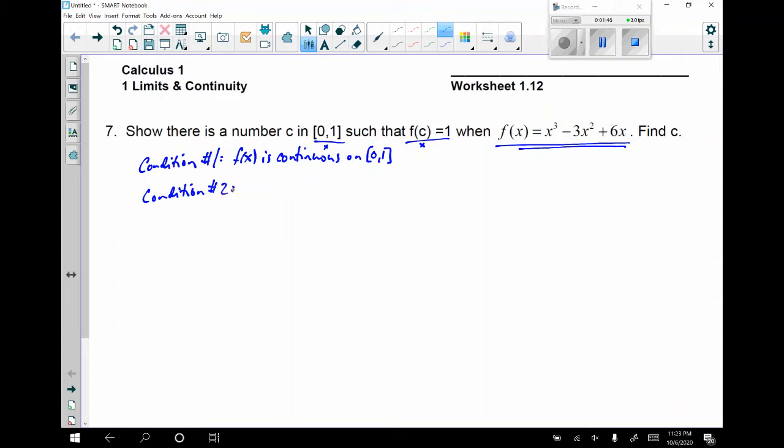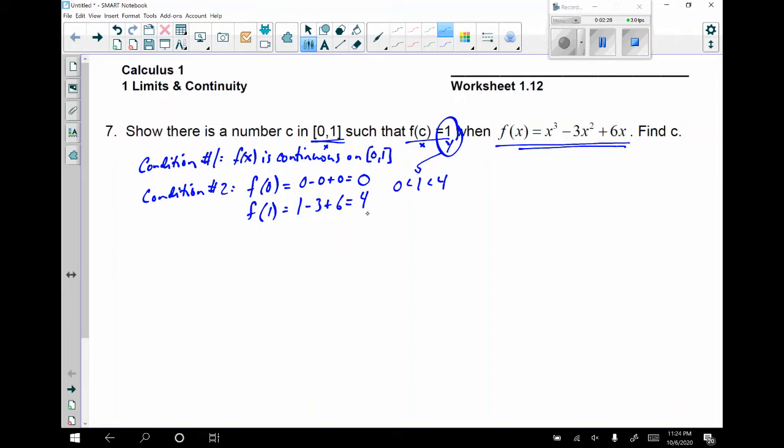Condition number 2 is to show that the y values fit. We want a y value over here of 1. So we have to know the y values at the endpoints. So we are going to show f of 0 is 0 minus 0 plus 0, which is 0, when you plug that in. And f of 1 is 1 minus 3 plus 6, which is 4. So we are checking that 0 is less than 1 is less than 4. Make sure that 1 is between 0 and 4. That's our second condition we have to check.